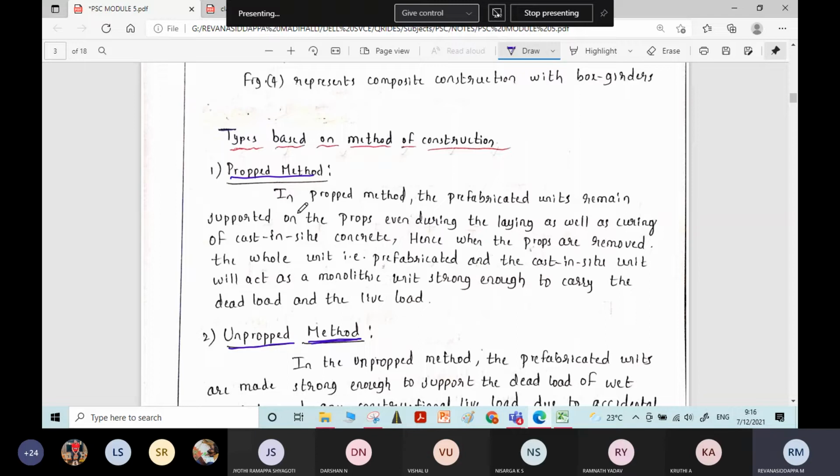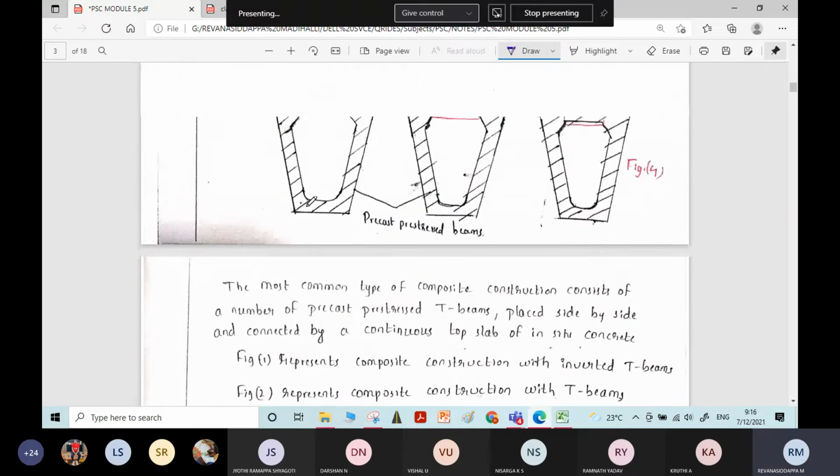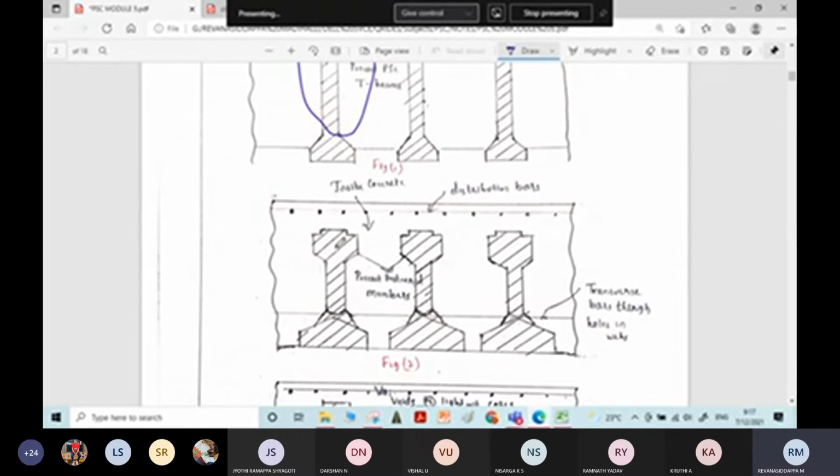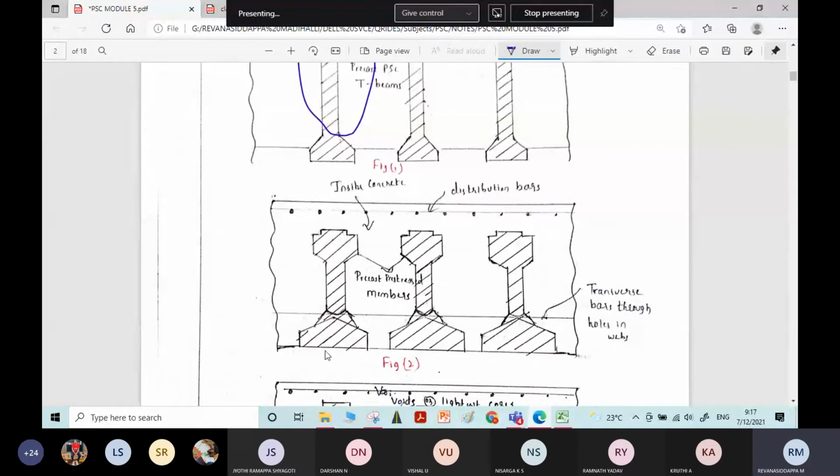In case of the propped method, these structural elements, the precast elements, will be supported by some other structural elements. They will be given temporary support with the help of some structural elements. After giving temporary support, the cast in situ concrete will be placed, and when the cast in situ concrete attains sufficient strength, this temporary support will be removed.